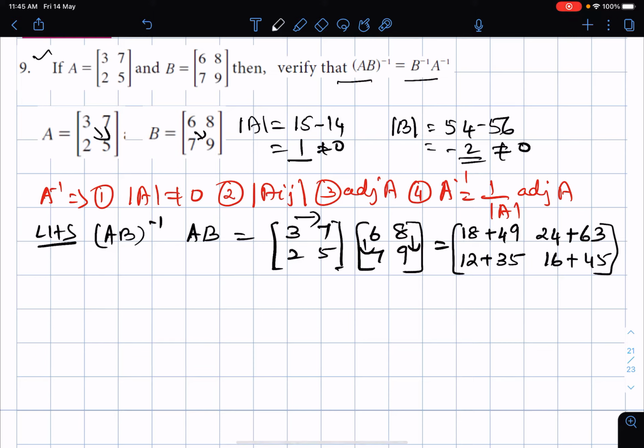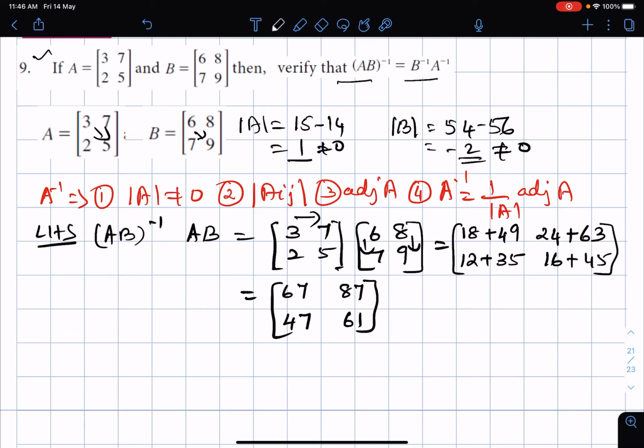Now we are going to add this. When you add, you get here 49 plus 18, 67, and 24 plus 63, 87. Similarly, second row, 12 plus 35 will give you 47, and 16 plus 45, 61. So this is going to be your AB.